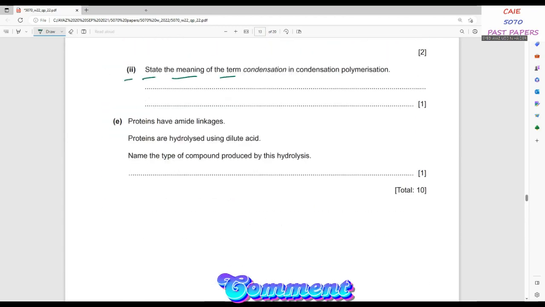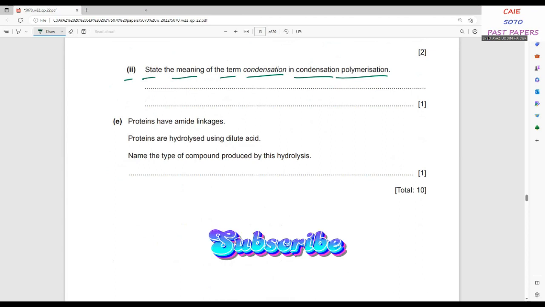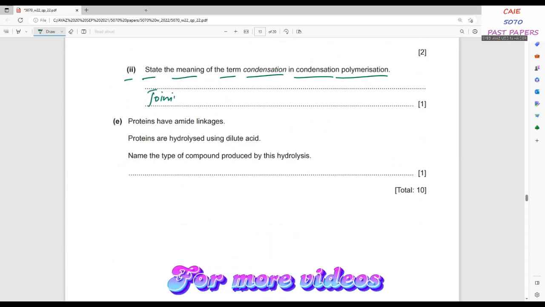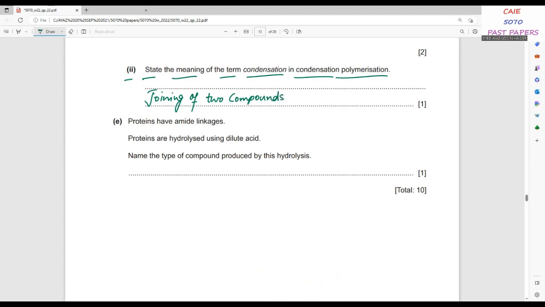State the meaning of the term condensation in condensation polymerization. When you say condensation, there's joining of two compounds with elimination of a small molecule like water.